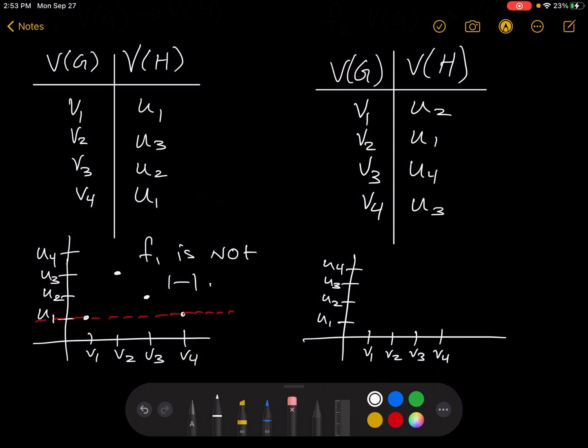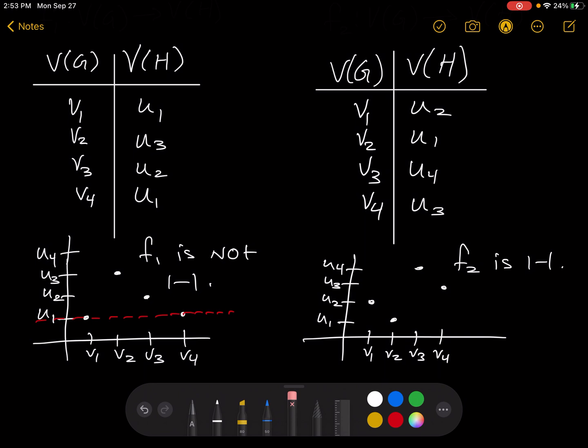Now looking at f2 over here, let's plot its points. Let's see, v1 goes to u2, v2 goes to u1, v3 goes to u4, and v4 goes to u3. And now you can see that f2 does pass the horizontal line test. So f2 is one-to-one.